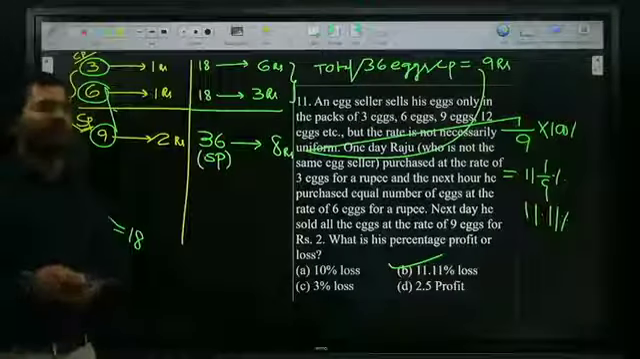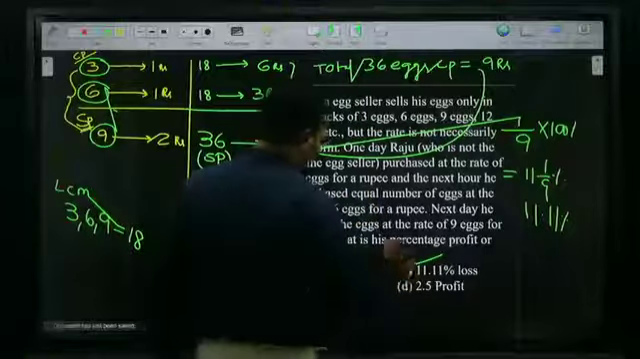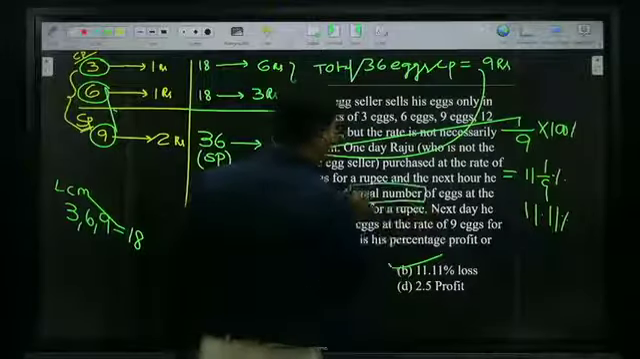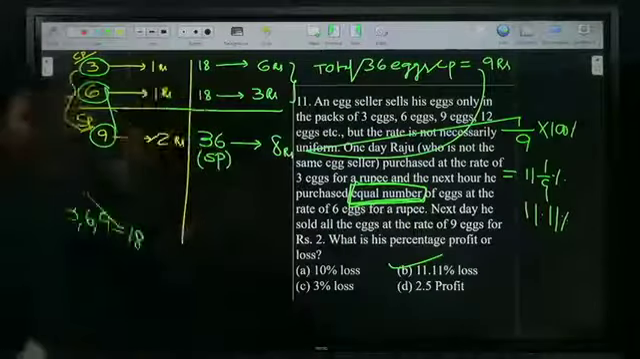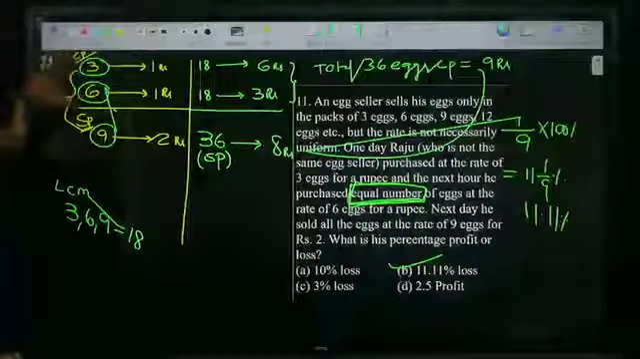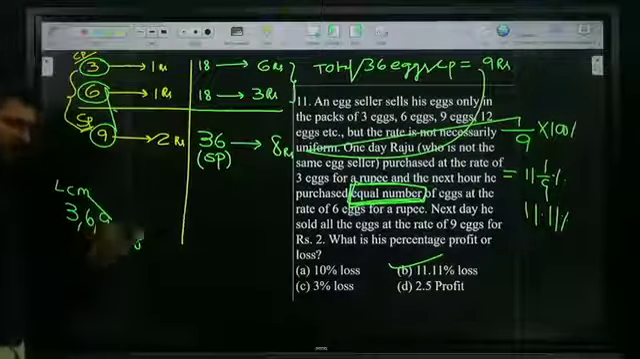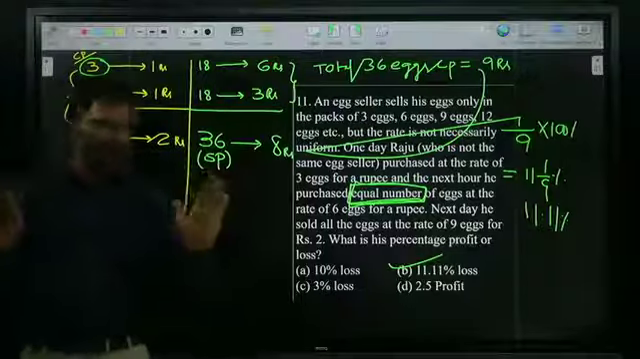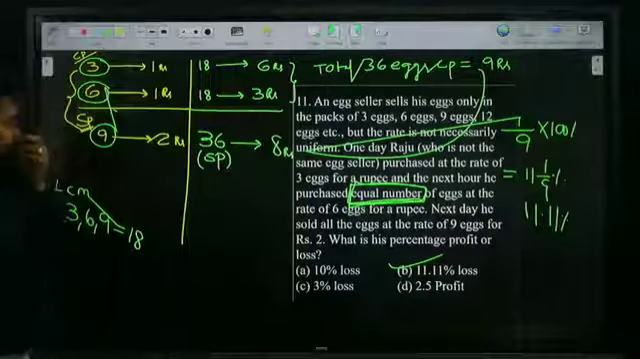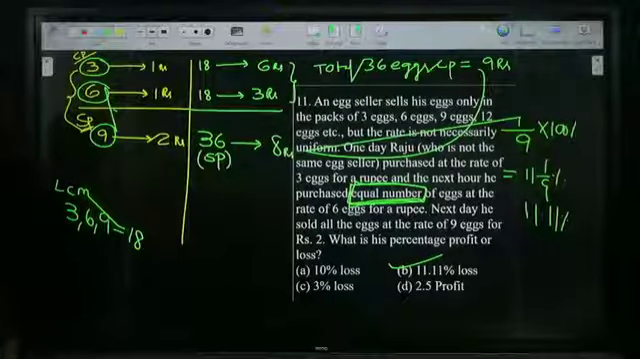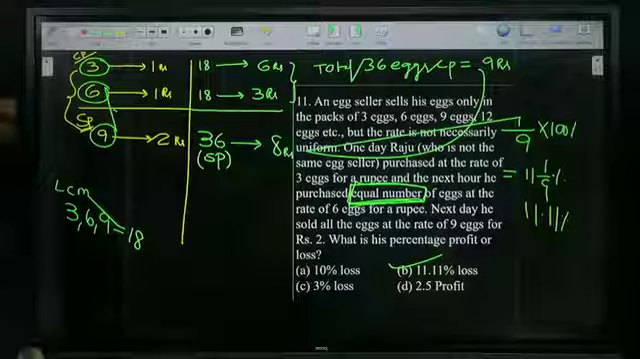This is very very important. Here the keyword is only one word: equal number. This is the keyword you are going to identify. Both the markets should be equal. In order to make them equal, we should go for the LCM of these numbers. All of you understood? This question is very very important. Just make a note.